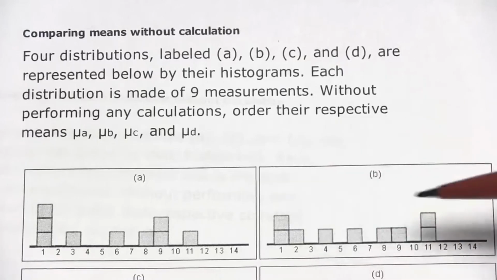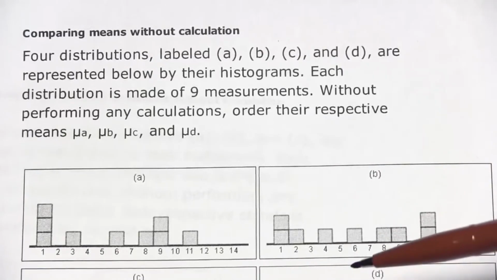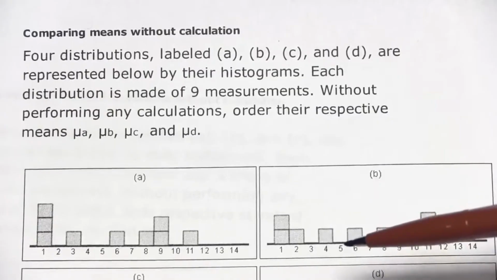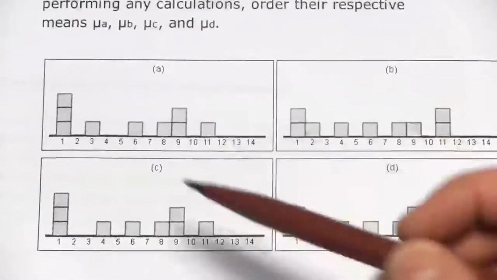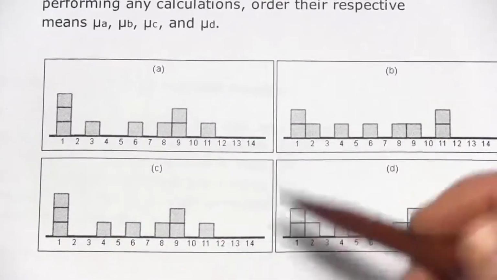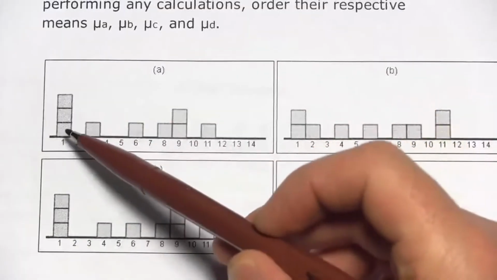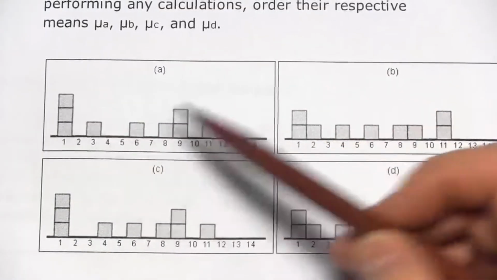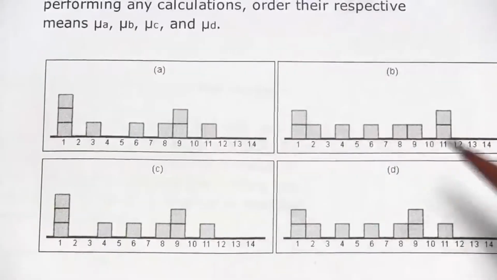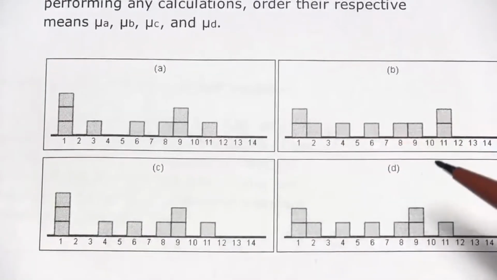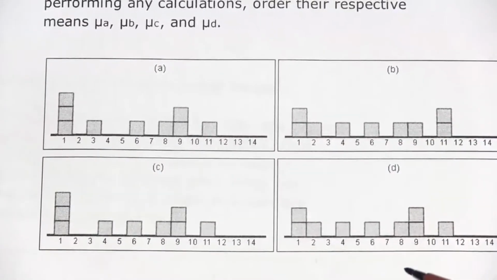In this problem, we're being asked to compare the means of several distributions without doing any calculation. And what we have is these diagrams of the distribution. So this diagram here would mean that there were 3 1s, 1 3, 1 6, and 8, 2 9s, etc. So you can see how that works. And we have these 4 distributions.